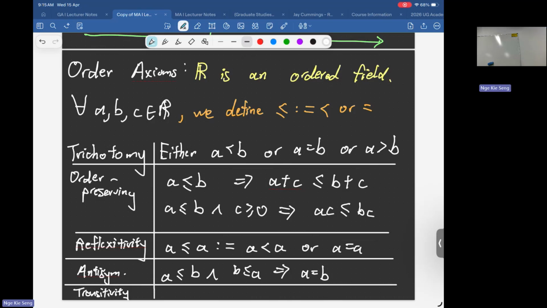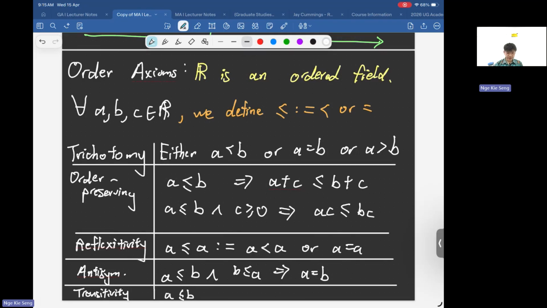Symmetric is if A less than or equal to B, then B less than or equal to A. Transitivity: A less than or equal to B and B less than or equal to C, then A less than or equal to C. So far, okay? Actually, anti-symmetry is the one that we use the most. When you want to prove two numbers are equal, you just show that A is less than or equal to B and B is less than or equal to A. Okay?